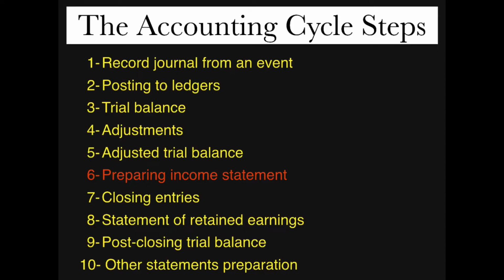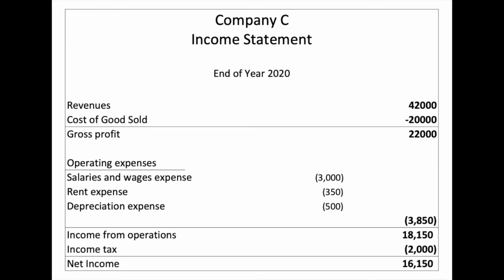Preparing income statement. Company C is able to create income statement from nominal accounts that are present in the adjusted trial balance. In the first year, Company C's income statement has an operating section, which consists of revenue, cost of goods sold, and operating expenses. Income tax is not considered as operating expense.